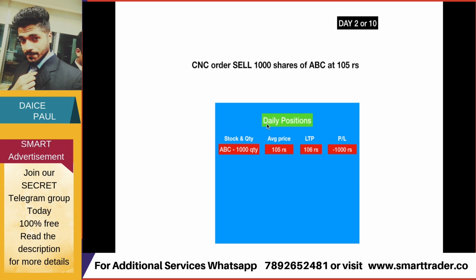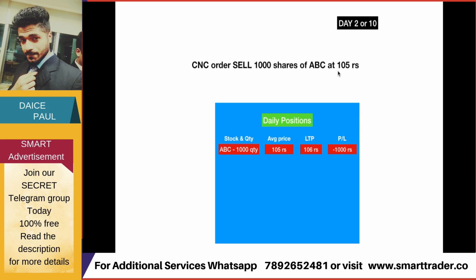Now a lot of people get confused because when you sell at 105 rupees, for example, the current price goes to 106, because price keeps changing, it is not stagnant throughout the day. So you sold at 105, sell order, but the price went to 106. So your portfolio will show you 1,000 rupees loss. Now a lot of people panic here, thinking I sold my position, why am I getting 1,000 rupees loss in intraday? I didn't do intraday. So many questions come up to you guys. So please do not worry.